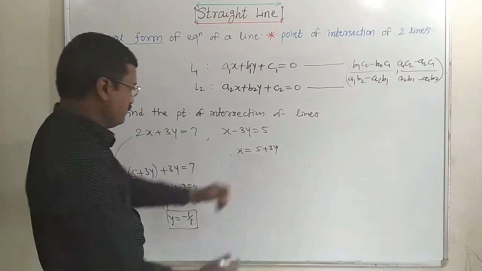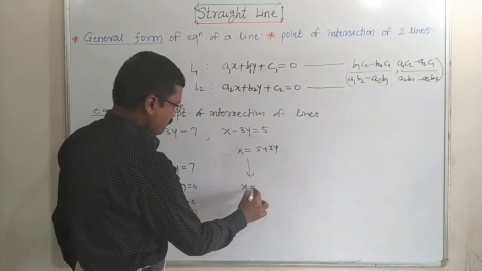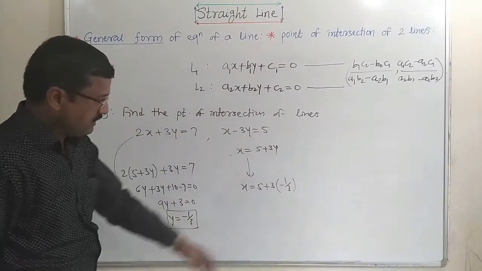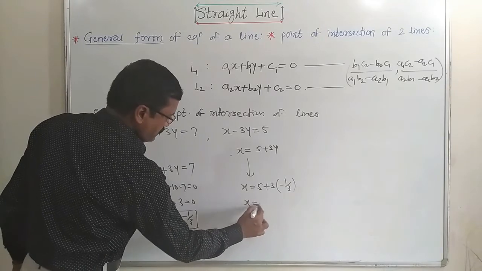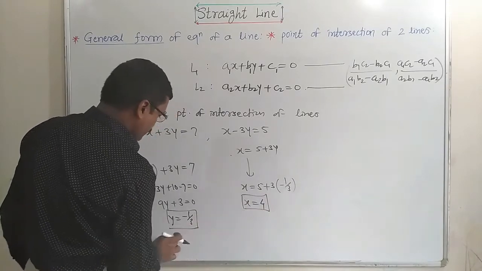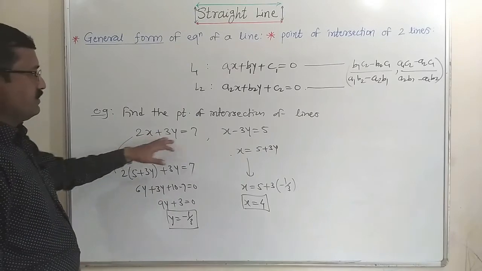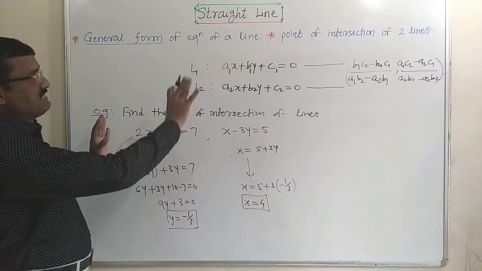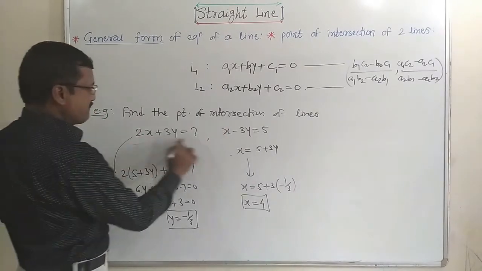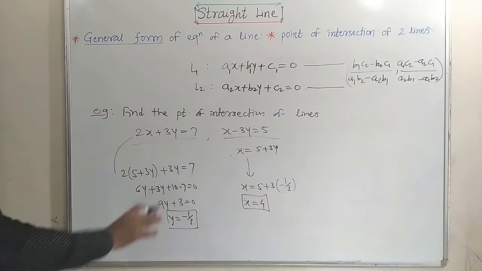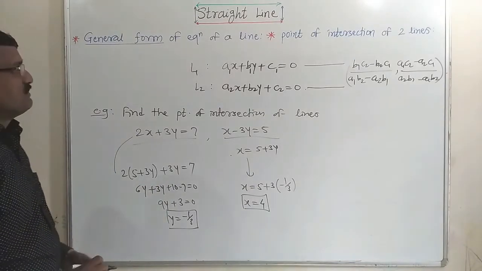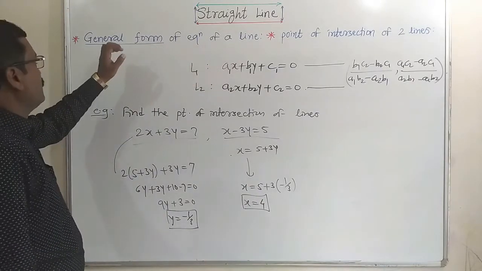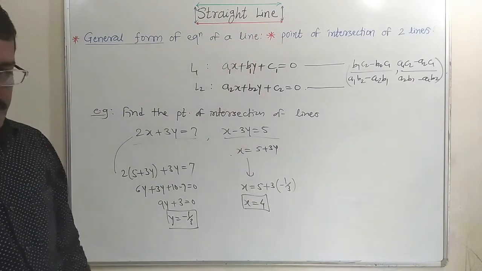Put y equal to minus 1/3 in x. So we get x equal to 5 plus 3 into minus 1/3. The 3 will cancel. So we get x is equal to 4. So x equal to 4 and y equal to minus 1/3 is the point of intersection of these two lines. So to find the point of intersection of two lines is nothing but solving these two linear equations in two variables simultaneously. Okay, let us move towards some examples based on both these articles, general form of equation of a line and point of intersection of two lines.